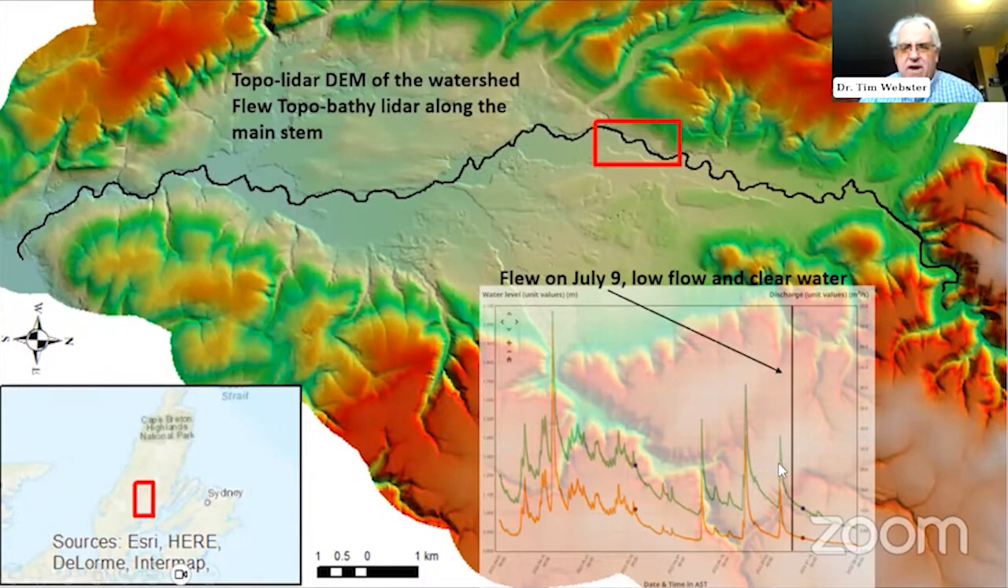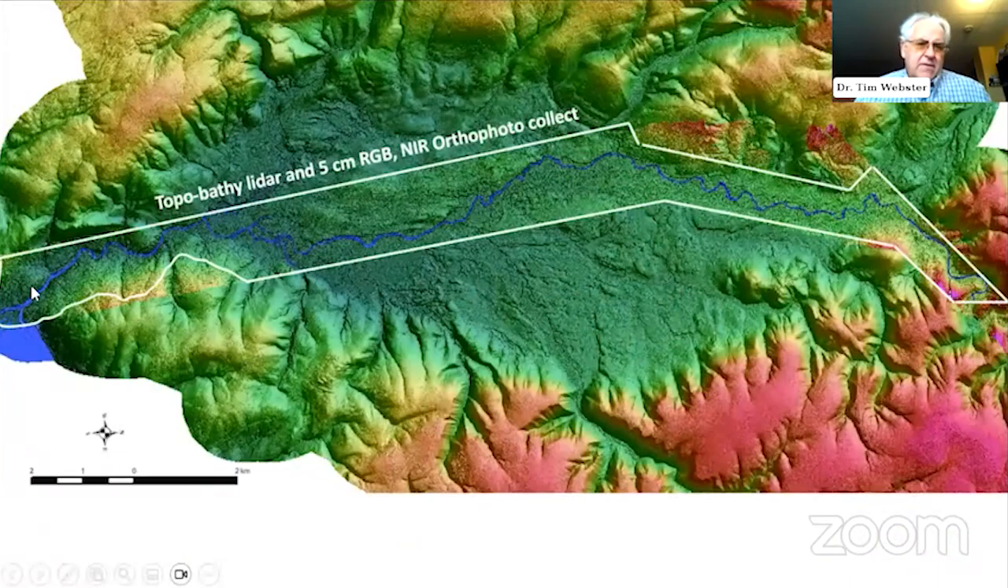When we have rain events, the water tends to get more turbid, more stirred up. So we really want to try to hit it either at low base flow or once the system is settled down after a rain event. This shows the swath that was covered with the Topo-Bathy Lidar in white.